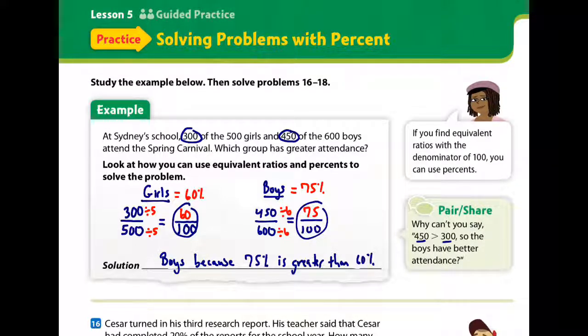Well, the reason you can't is because you need to know the total number of boys or girls that were there. Because the 450 sounds like a lot, but it's out of 600 boys. The 300 might sound like less, but it's out of only 500 girls. So because the whole number is different, you need to figure out the percent to compare who had the greater attendance. All right, that's the point of percent.